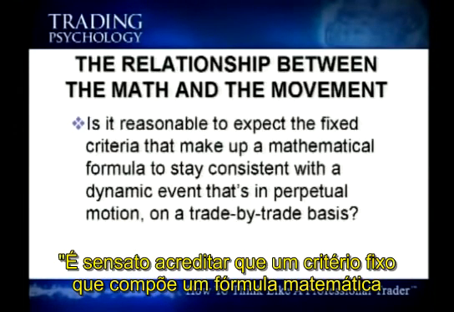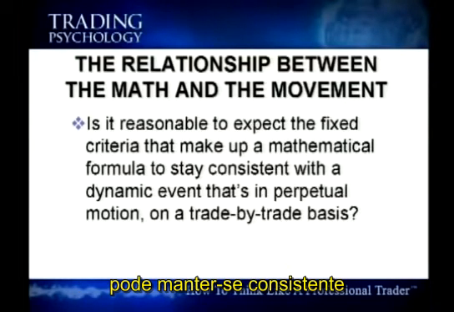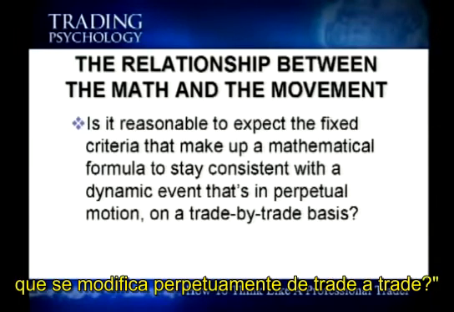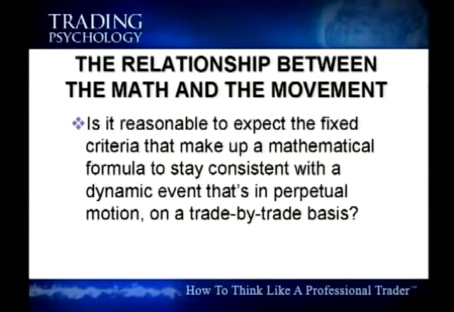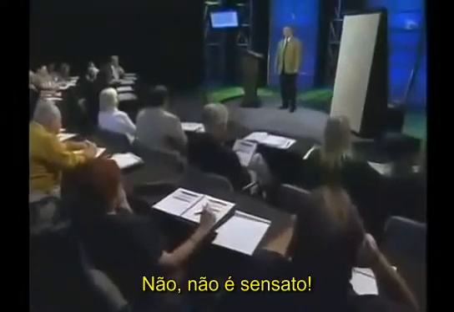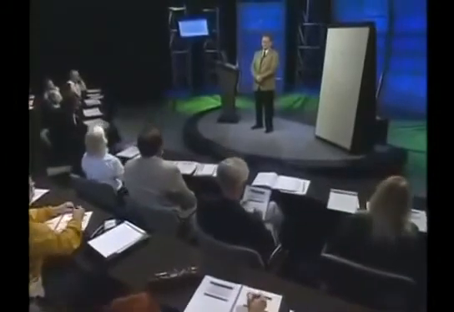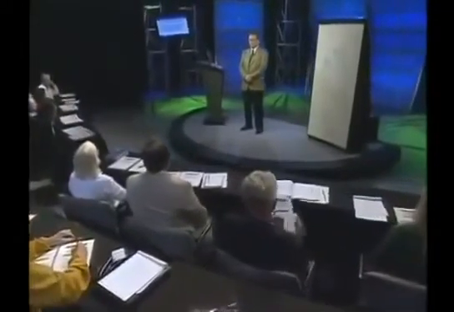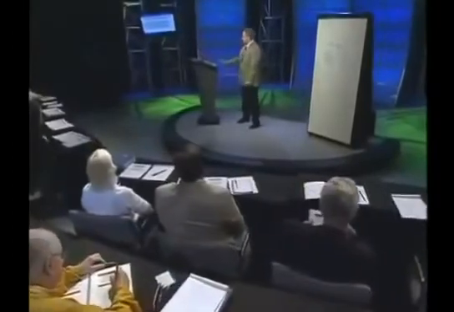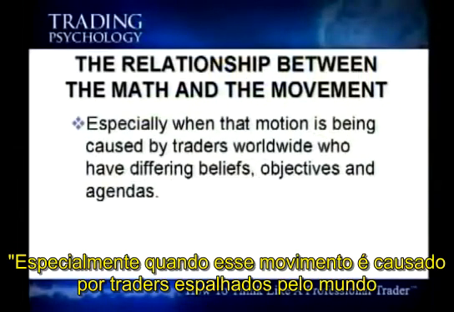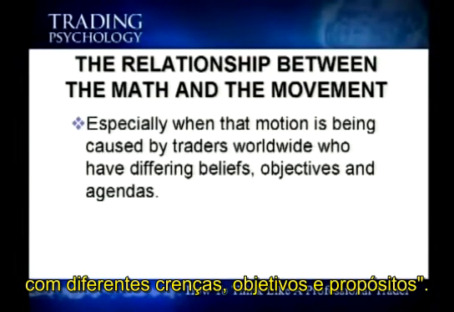Is it reasonable to expect the fixed criteria that make up a mathematical formula to stay consistent with a dynamic event that's in perpetual motion on a trade-by-trade basis? What's the answer to that? Well, what is the answer? No. Come on. No, it is not reasonable. No, it is not. Especially where that motion is being caused by traders all around the world with differing beliefs, objectives, and agendas.